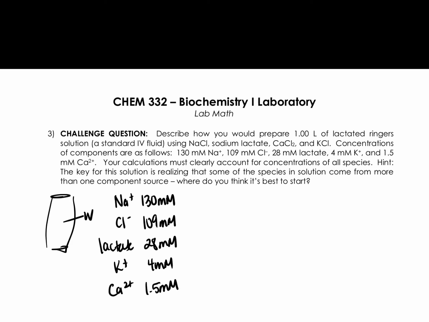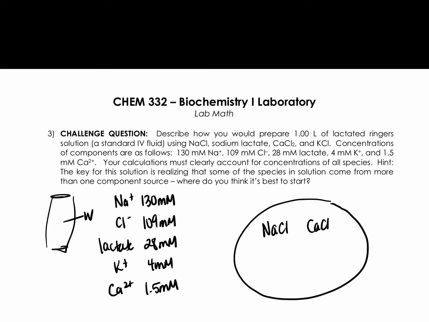Now, this problem also tells us that we need to make the solution using the following species. Again, just to highlight here, we can't go and grab sodium cation off the shelf and chloride anion. These come as salts. And so they tell us that the solutions that we can use are sodium chloride, calcium chloride, sodium lactate, and then potassium chloride.